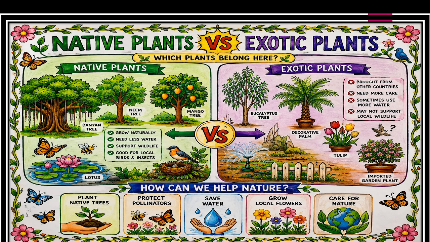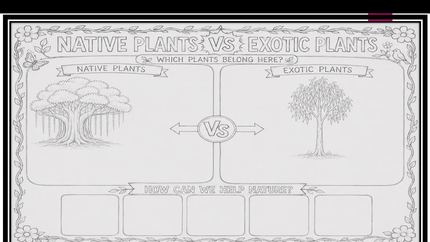Here is our native plant versus exotic plant school exhibition chart. Two sides, two types of plant, one big question: which plants belong here? Let's build the chart from a blank sheet step by step. Stage 1. First, don't go crazy with the drawing. We are starting simple. Draw the decorative border with our big title, native plants versus exotic plants. Now one banyan tree on the left, one eucalyptus tree on the right. That's it. And at this point our chart looks pretty empty. But just wait, we are about to level it up.